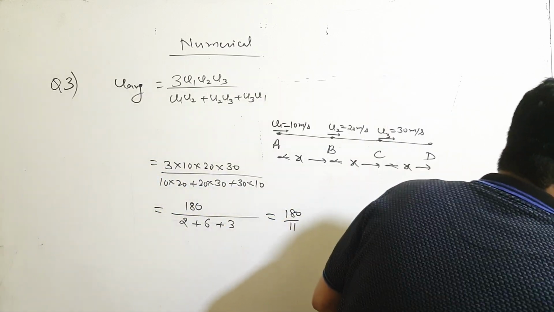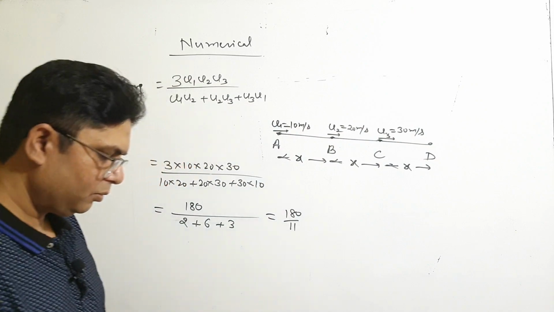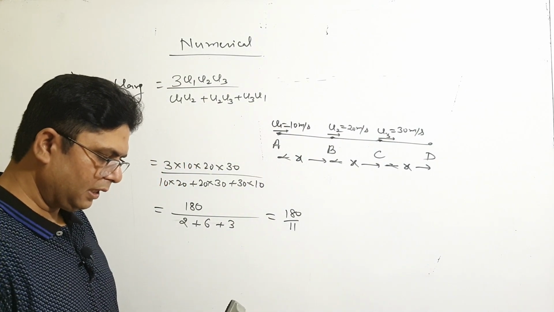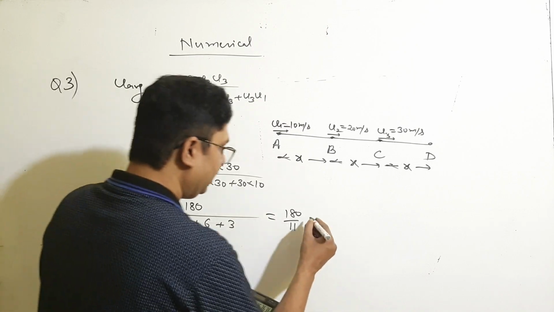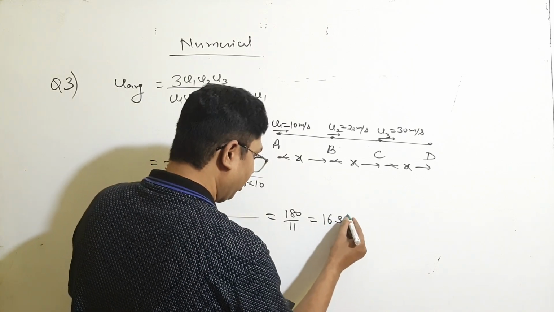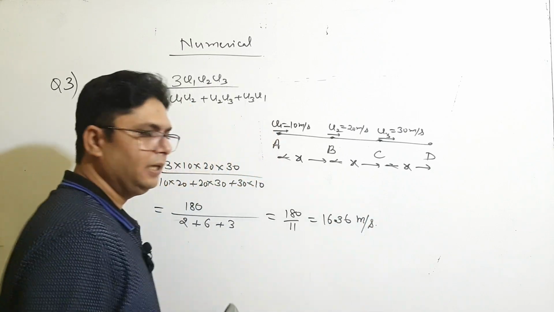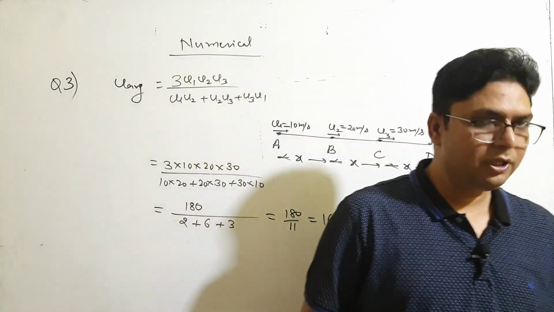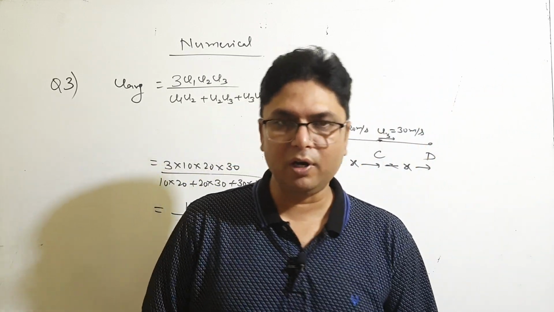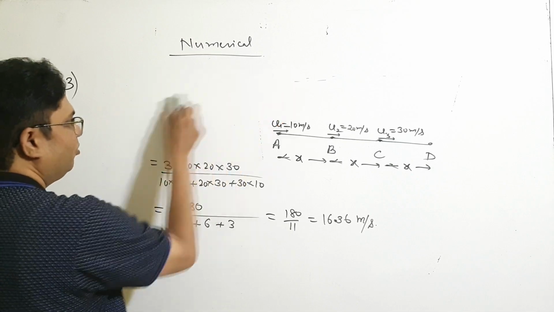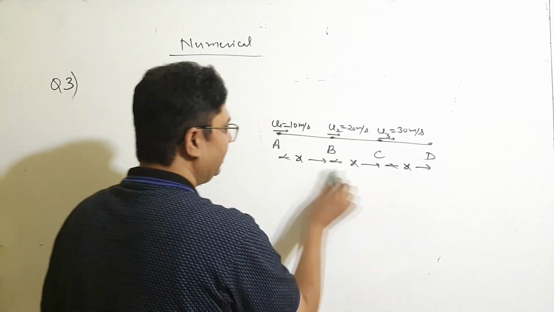Now divide 180 upon 11. So you have 16.36 meter per second. This is the average speed here. Thus you have learned how to solve questions on average speed. Let us have a question on instantaneous speed.